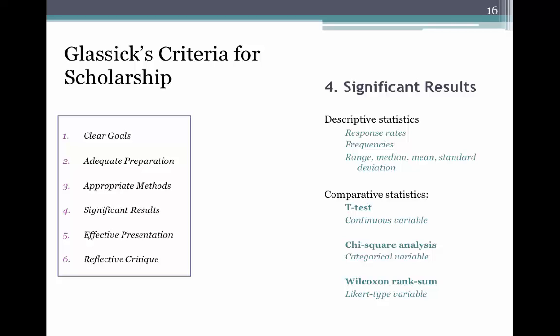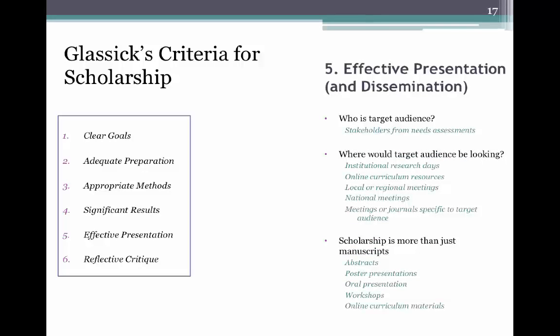percentages. A Likert scale type question is often analyzed using a Wilcoxon rank sum test, which looks at the distribution of answers on a Likert scale, adds up all the numbers, 1s, 2s, 3s, 4s, and 5s, and compares the distributions before and after.